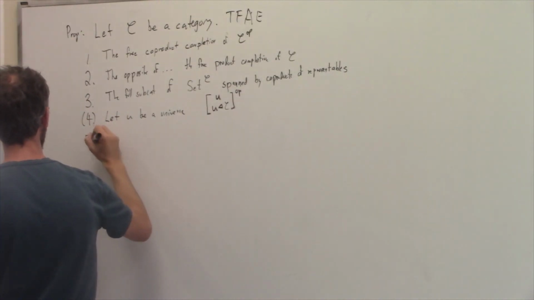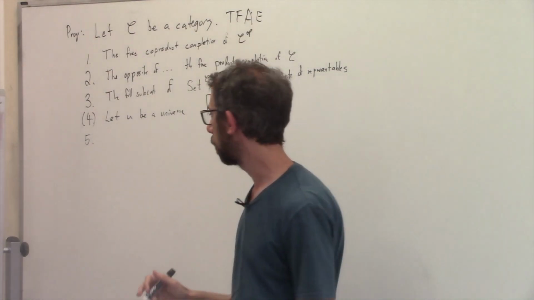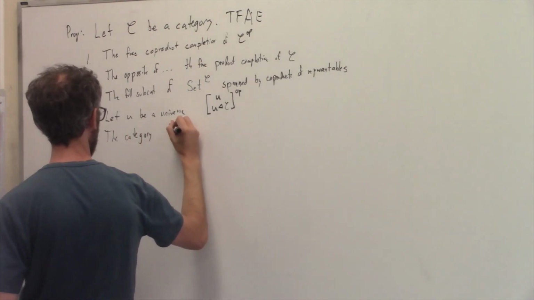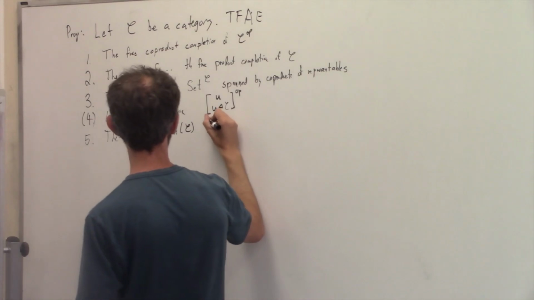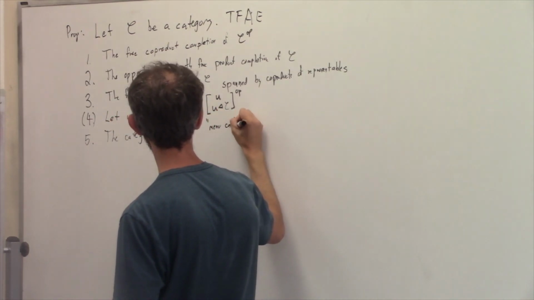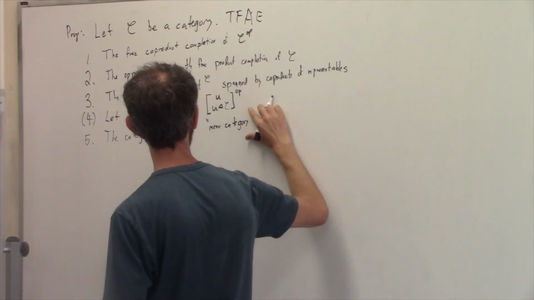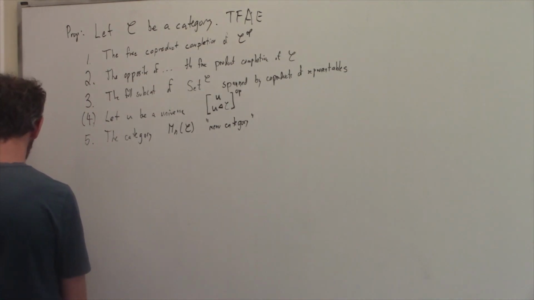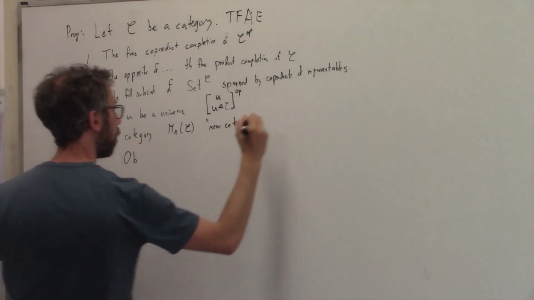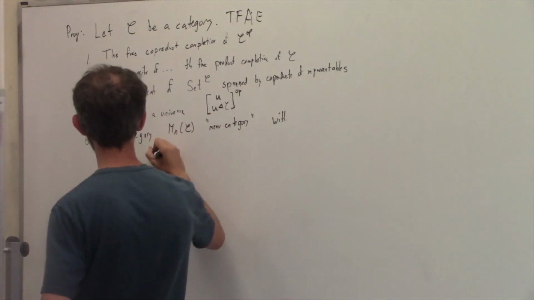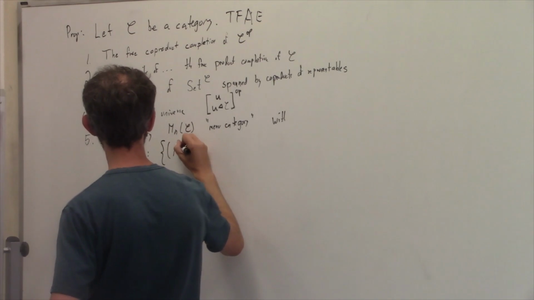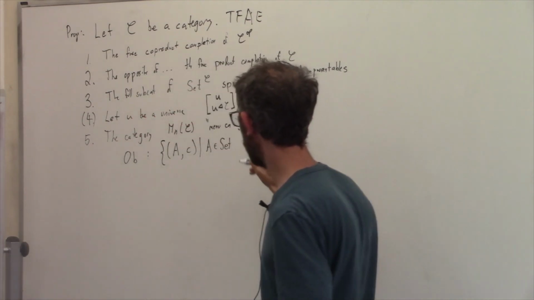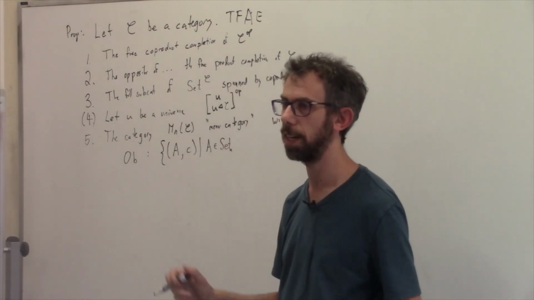And number 5 is the one where you actually get to see what one of these things is. So the category, and I'll call it menu C, Mn(C), the menu category. So the objects: what are the objects of this thing? An object is a pair (A, c), where A is a set in our universe. So maybe we fixed our universe U. U is finite sets, or U is whatever.